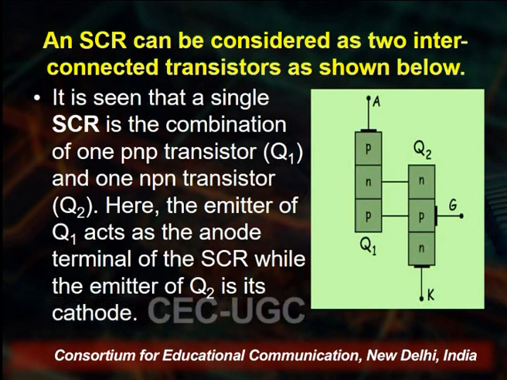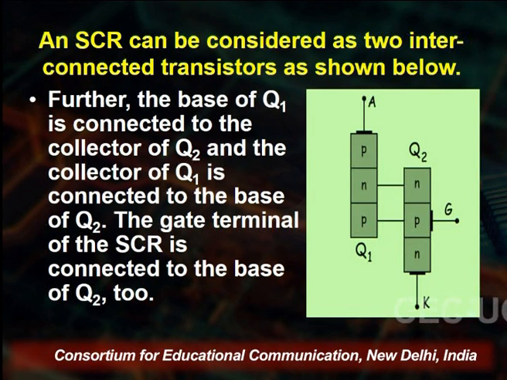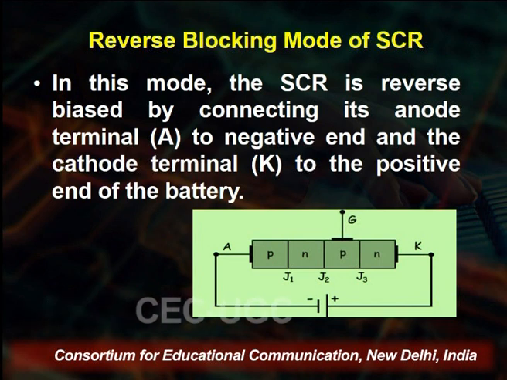The third one is the gate. The base of Q1 is connected to the collector of Q2, and the collector of Q1 is connected to the base of Q2. The gate terminal of the SCR is connected to the base of Q2, and in this manner we can get the thyristor.